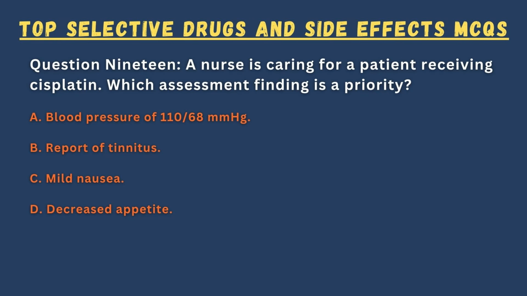Question 19. A nurse is caring for a patient receiving cisplatin. Which assessment finding is a priority? A. Blood pressure of 110/68 mmHg. B. Report of tinnitus. C. Mild nausea. D. Decreased appetite. Answer: B. Report of tinnitus.